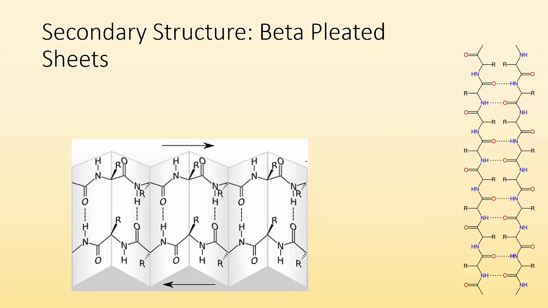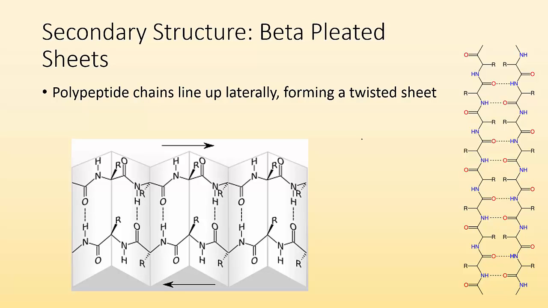Another possible shape is the beta pleated sheet. So it just looks like a pleated sheet. The polypeptide chains line up laterally, forming a twisted sheet. So we have our chain going this way, and then it can twist around and go this way, and it's interacting with itself that way. And you can see again it has to do with hydrogen bonding. So the nitrogen donates a hydrogen bond to that double bond O on another part of the chain.